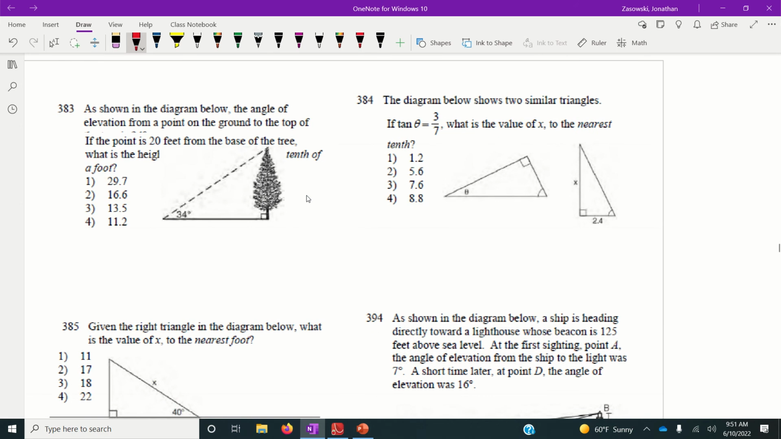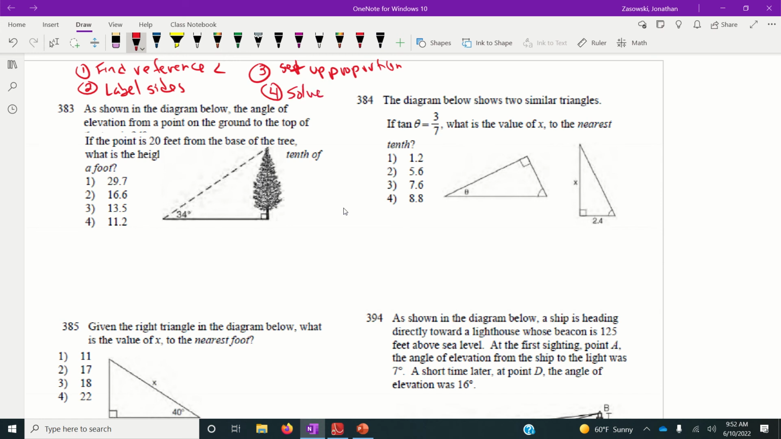All right, the next questions are just finding the lengths of missing sides or ratios. So for all of these questions, remember, step 1, for 383, is going to be find your angle. Find the reference angle. Step 2 is going to be label the sides. Step 3 is going to be set a proportion. And step 4 is going to be solve. Now the solving part is either going to be cross multiply or the inverse, depending on if you're looking for the angle or the side.